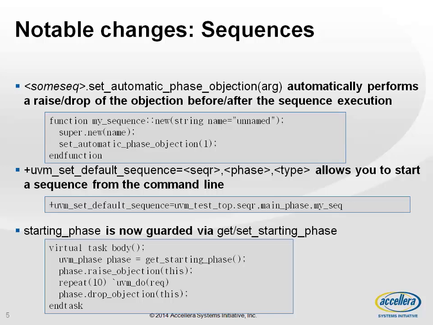So the code today, if you're using starting phase, would look like: uvm_phase get starting phase, phase.raise_objection, you do your uvm_do's, and then you drop the objection. It's the same thing as starting_phase.raise_objection and starting_phase.drop_objection. Point is, starting phase as a variable is not accessible, and therefore you have to go through proper accessors, and that ensures you're safe in terms of raising and dropping of objections. You're not dropping on and raising on something which isn't really relevant anymore.